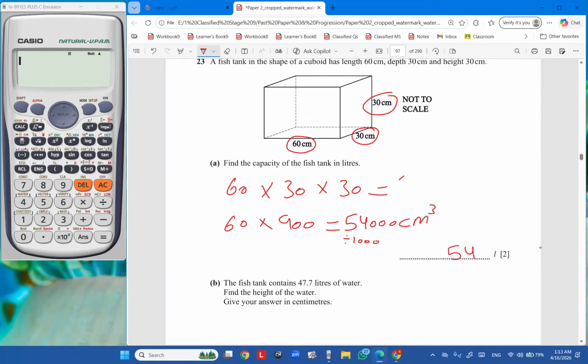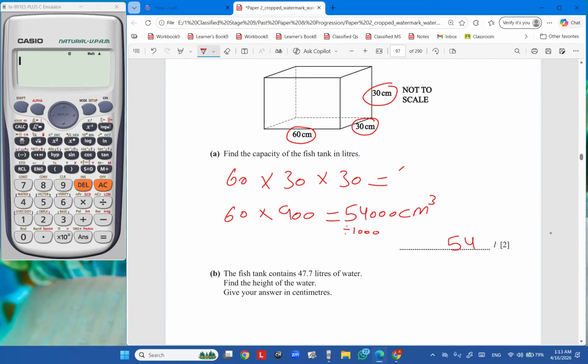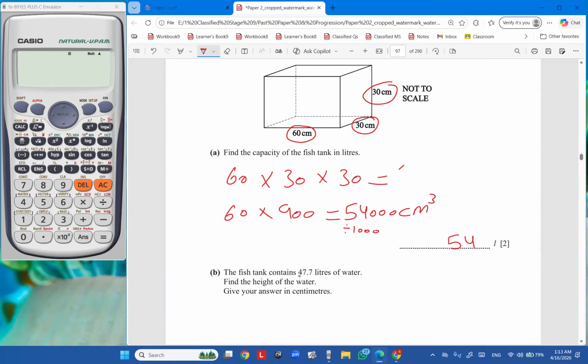The fish tank contains 47.7 liters of water. Find the height of the water. Give your answer in centimeters. All right, so they're saying to you, let's first convert this. 47.7 liters is actually 47,700 centimeters cubed, right? This is what it contains. They want you here to find the height.